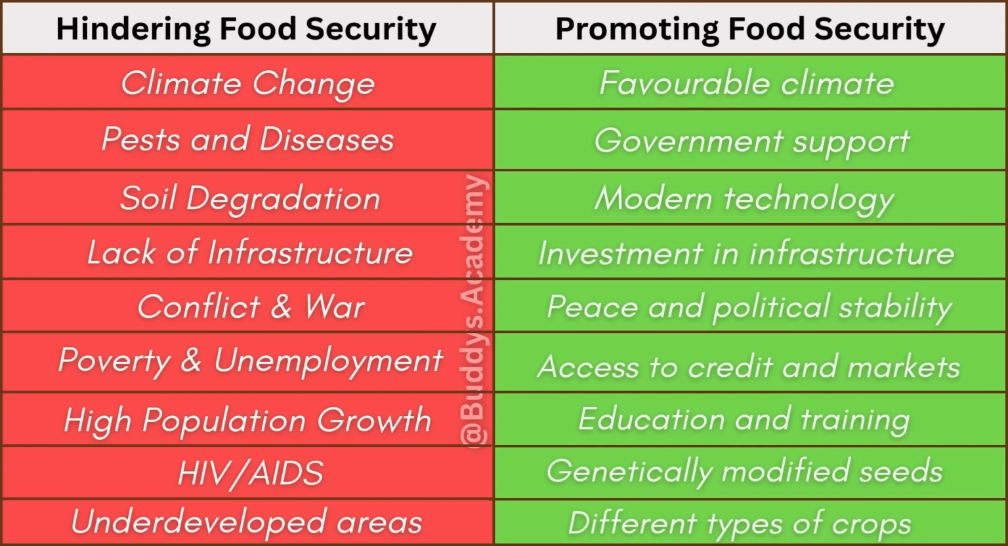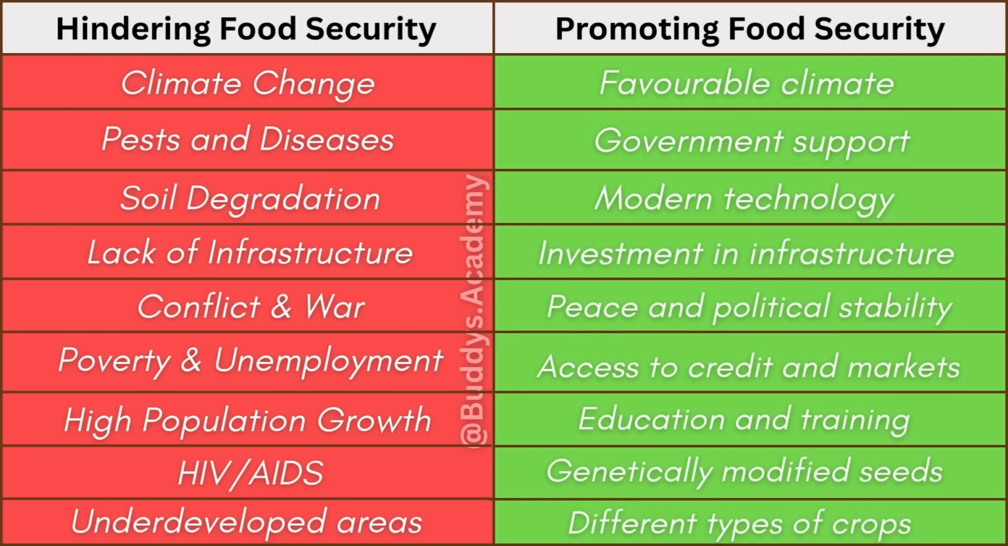So now let's look at some positive factors. These are going to be factors that are going to promote food security. So firstly, you're going to have your favorable climate. That means that you can have your regular rainfall and your suitable temperatures, which is ideal for the growth of plants. You have government support. This is providing subsidies, training, and food security programs.